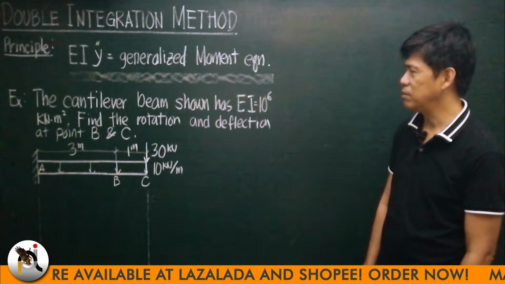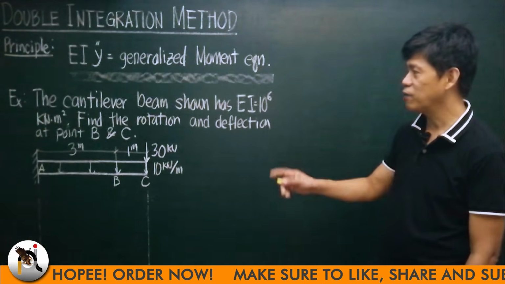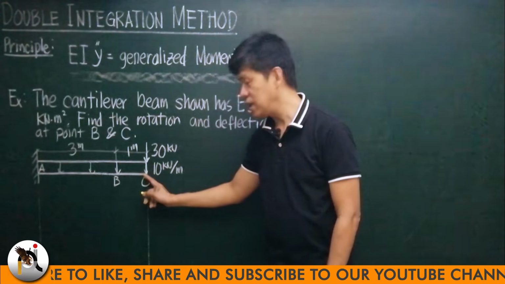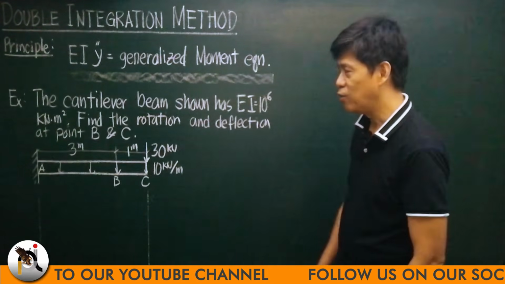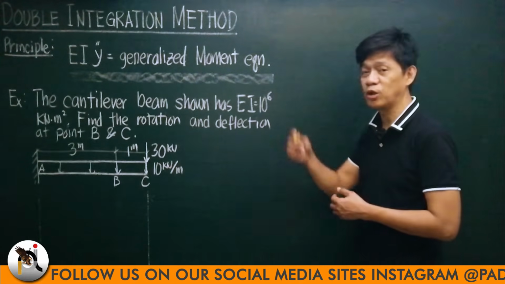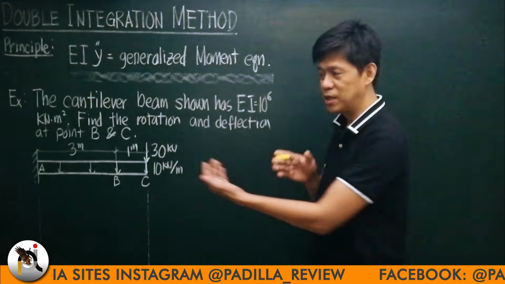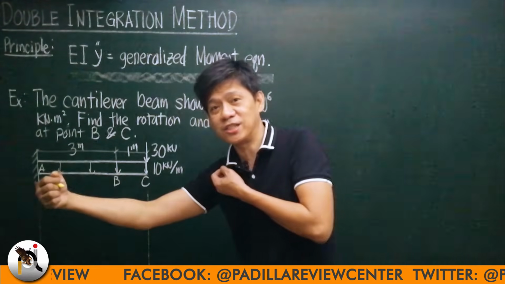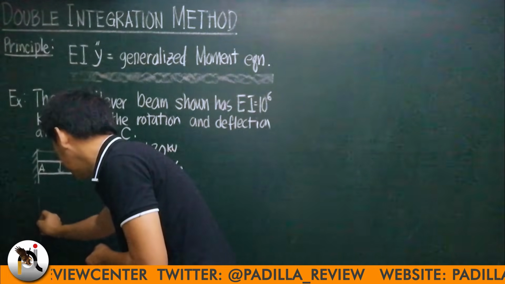Now the cantilever beam shown has EI of 10 to the 6 kilonewton meter squared. We're asked to find the rotation and deflection both at points B and C. C is the free end, B is 3 meters from the fixed end. For consistency of the presentation in future problems on the double integration method, whenever you encounter a fixed-ended beam, put the fixed end on the right. So I will just twist this 180 degrees, so it would be something like this.